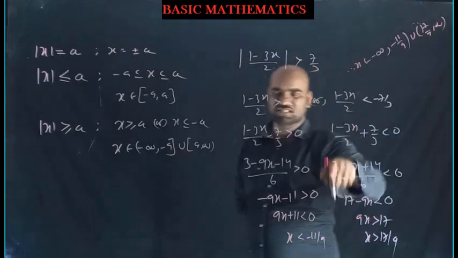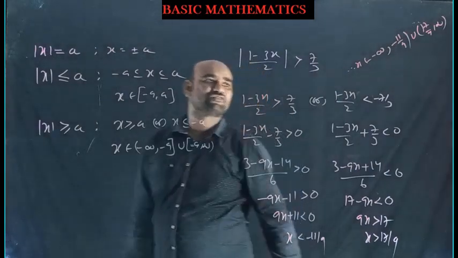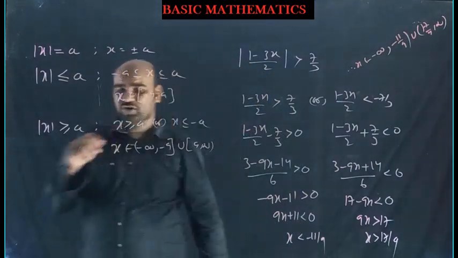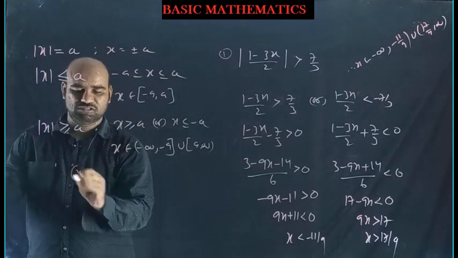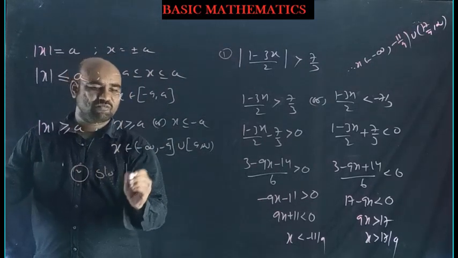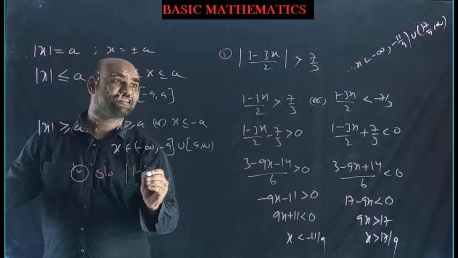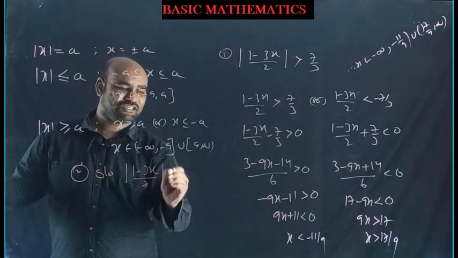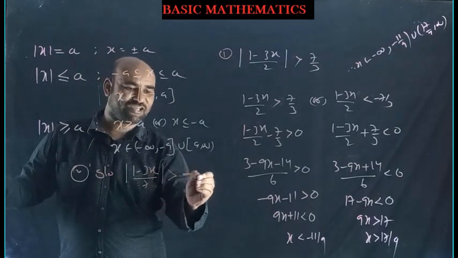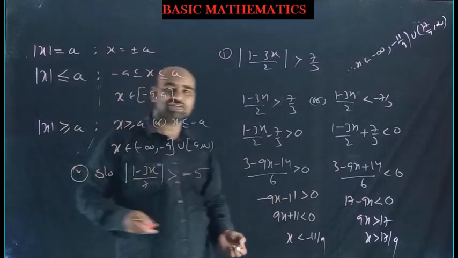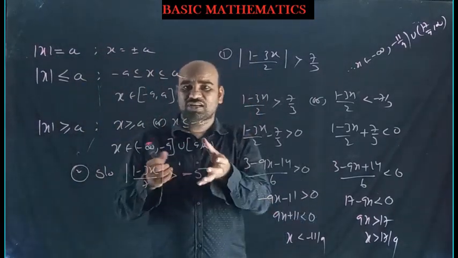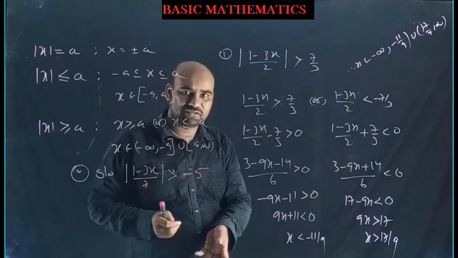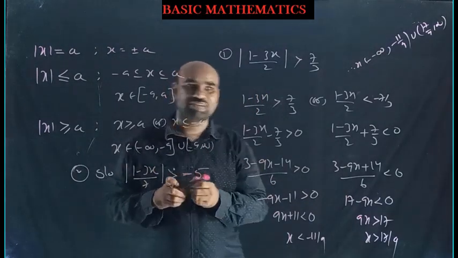You need to cross check. Okay, this is one problem. One more problem: this is 1, so this is 2. Solve mod of 1 minus 3x by 7 is greater than minus 5. Again, students will make mistakes. Simply they will say no solution, no solution, because we already did it previously.